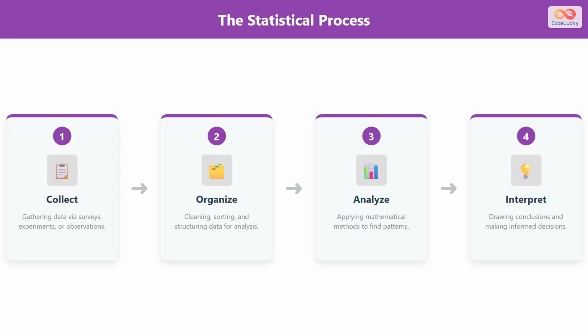Doing statistics involves a systematic process. First, we collect data through surveys or experiments. Second, we organize and clean that data. Third, we analyze it using mathematical methods to find patterns. Finally, we interpret the results to draw meaningful conclusions that can guide our actions.